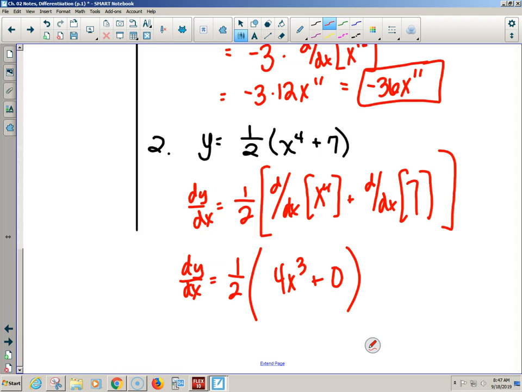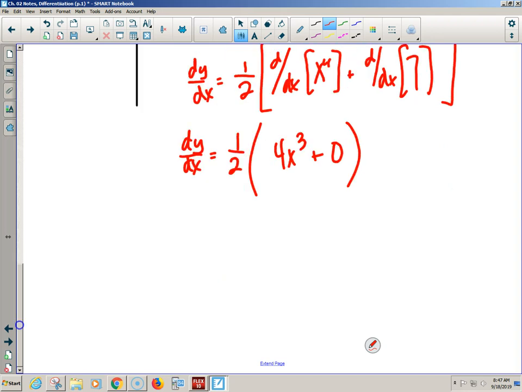Anyway, can't I bring a constant out from constant multiple rule? Can't I take the derivative of whatever is remaining, the sum or difference, separately? So can't I use the power rule for this guy, bringing down the 4 and making the x to a decreased power of 3, and then the derivative of any constant is 0. So my final answer would be 2x cubed.